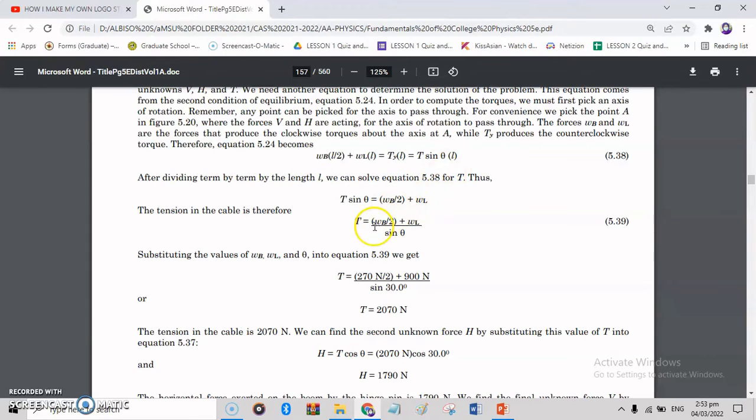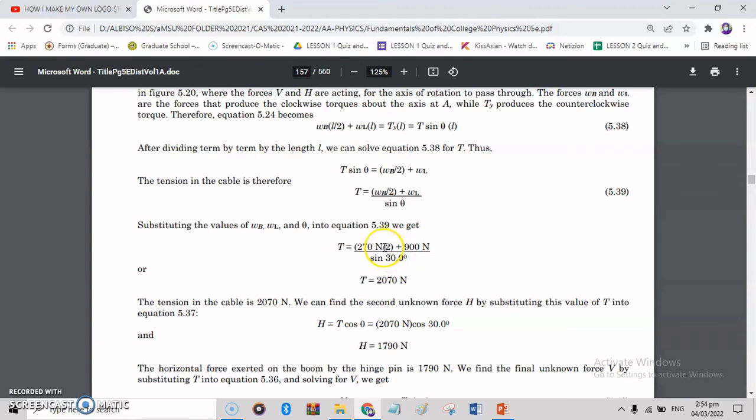L is magiging ganito. Bakit nawala si L? Kasi parehong may L, and then may L. So, pwede mo silang i-cancel out. Given na lahat sila may L, okay? So, ang natira is WB over 2 plus WL all over sine theta. And input the value, and the 30 degrees dahil doon sa cable, and you get that the tension is equals to 2070 Newton.